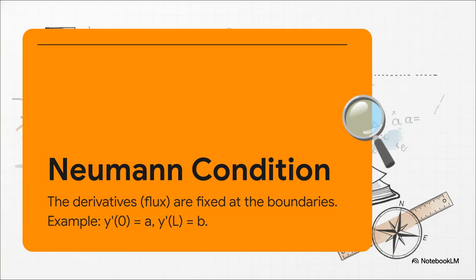Okay, but what if we change the game a little? With a Neumann condition, we don't care about the temperature itself. Instead, we fix its rate of change. That's the derivative, which physicists call the flux. The best way to think about this is insulating the ends of that rod. If no heat can get out, then the heat flow, the flux, y prime, has to be 0.